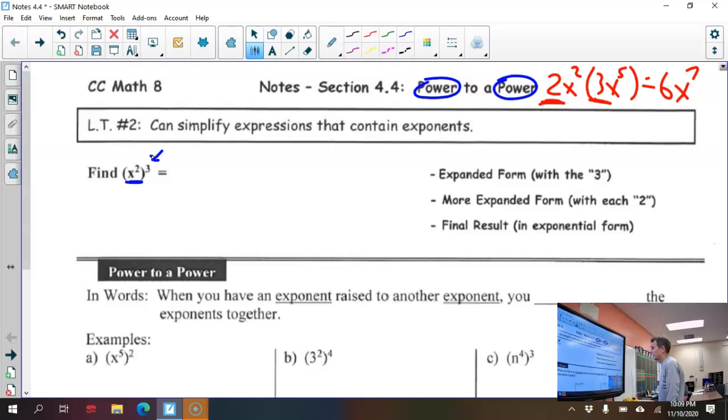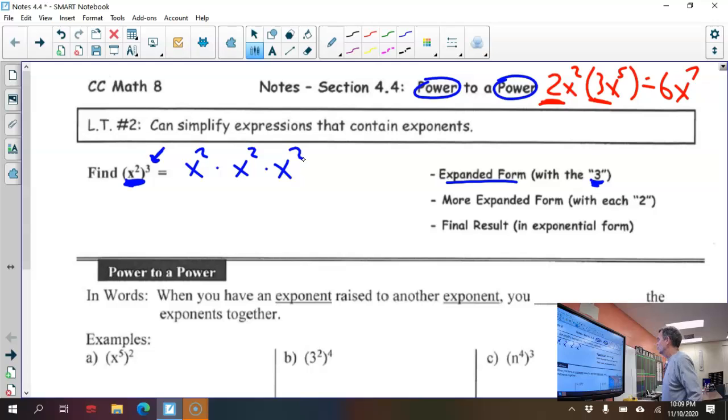So we're going to start this problem by writing it out in expanded form using just the 3. So what is the 3 over here telling me to do? It's telling me to multiply the x squared times itself 3 times. So it would look like that, right?